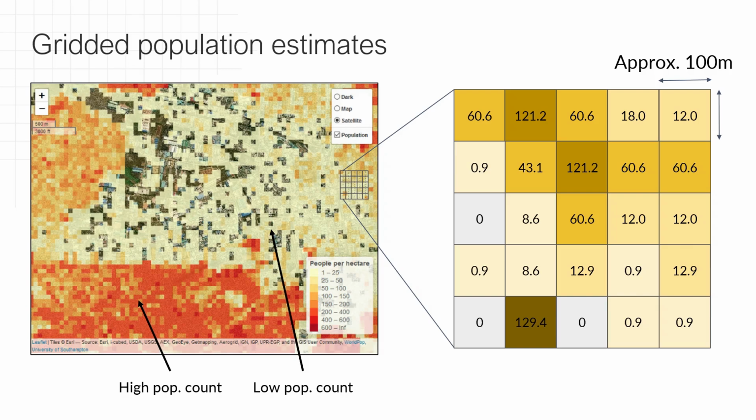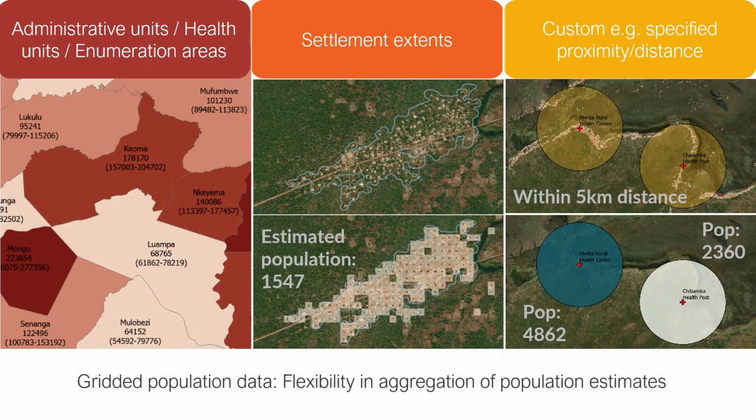Doesn't mean we are 100% confident that there are 21 people in one grid square every moment of every day of every year, but it does give us this flexible framework to then be able to work with other types of data and to be flexible in the way that we summarize or aggregate these data.